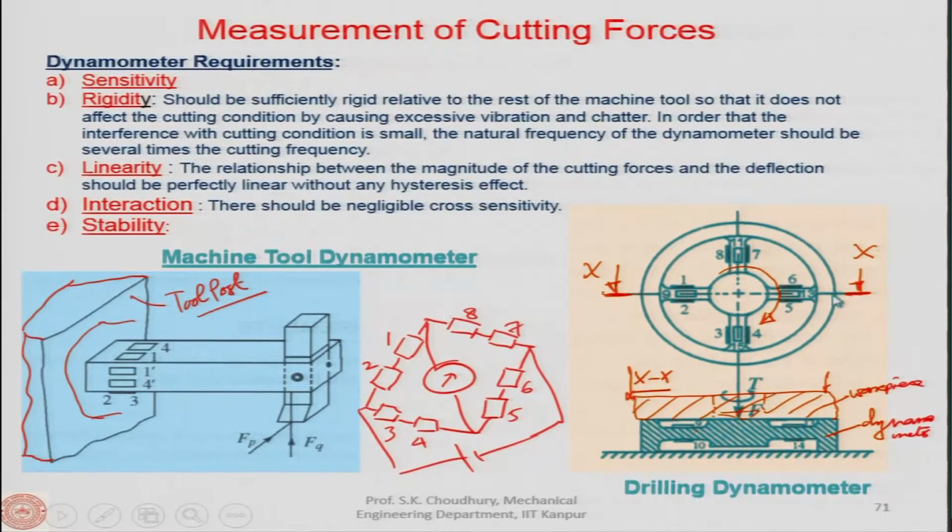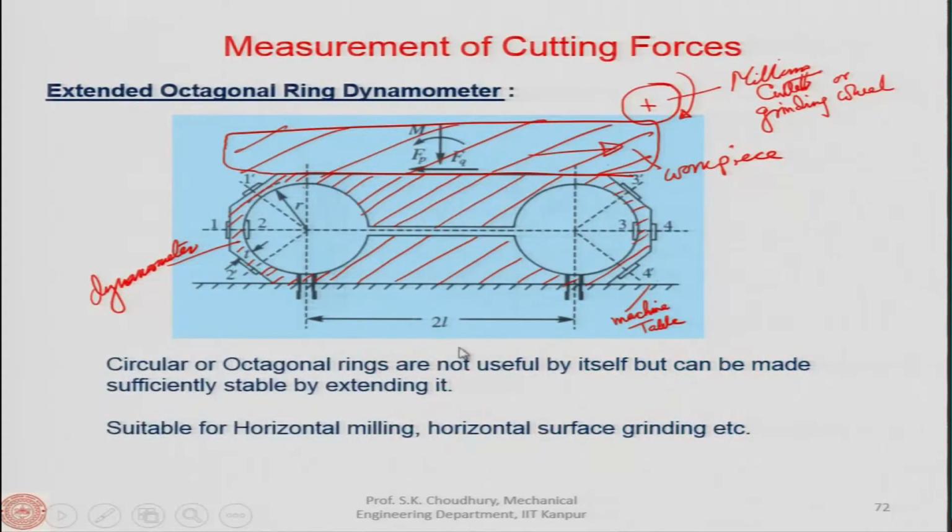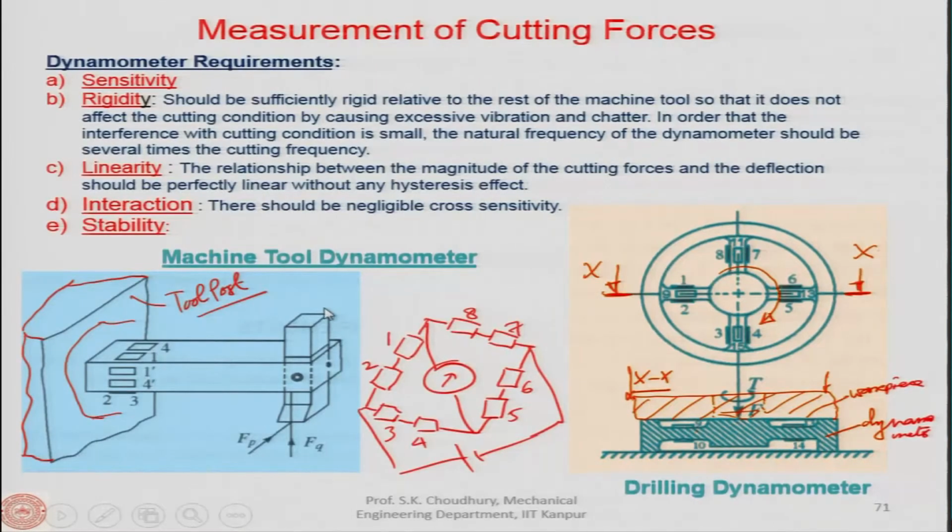Then we said, if you see here, that the ring type dynamometers are modified into a structure like this for the drilling dynamometer, and similarly the octagon structures are extended to be used in case of milling or grinding. All right. And of course, I have shown you some requirements: they should be sensitive, they should be rigid, they should have linearity, they should have good interaction, and they should be stable. These are the dynamometer requirements that we said.